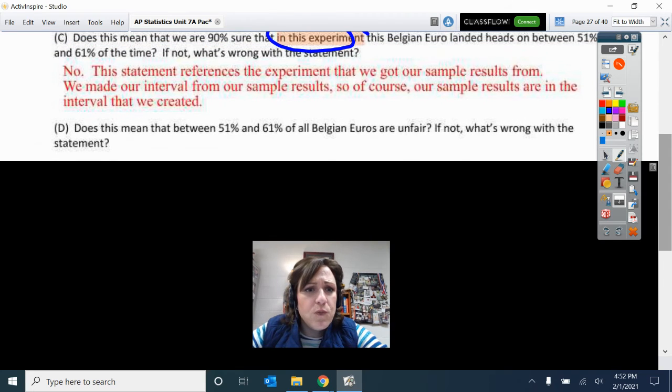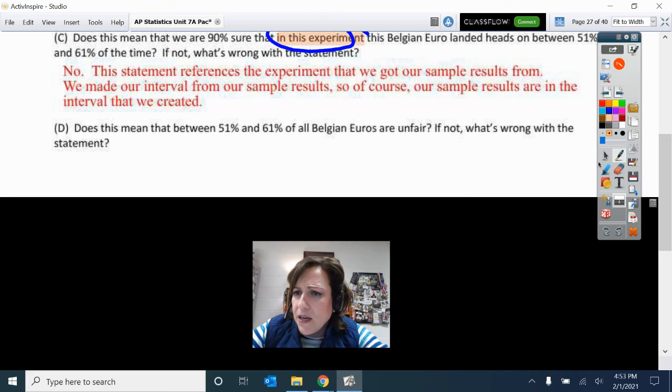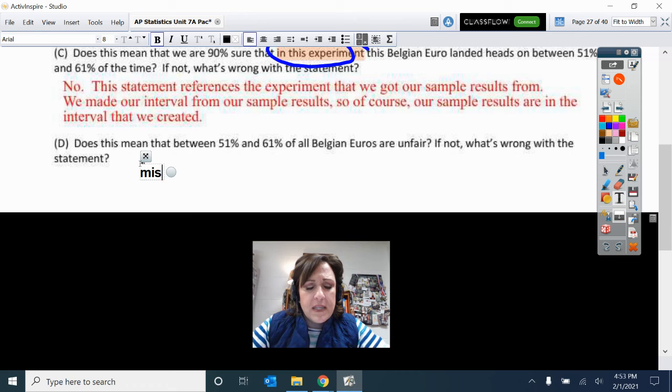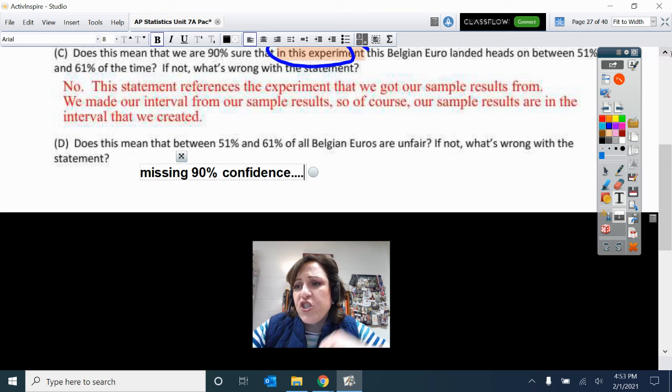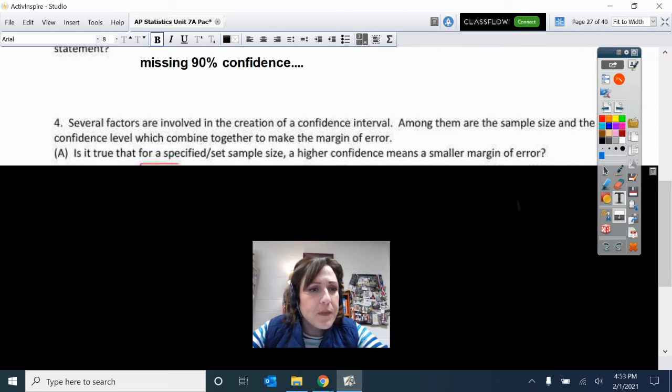Does this mean that 51% to 61% of all Belgian euros are unfair? If not, what's wrong? That's kind of too certain. Why did I not do all my answers? This one is missing the 90% confident. It's too sure. It's saying it is going to be that way.